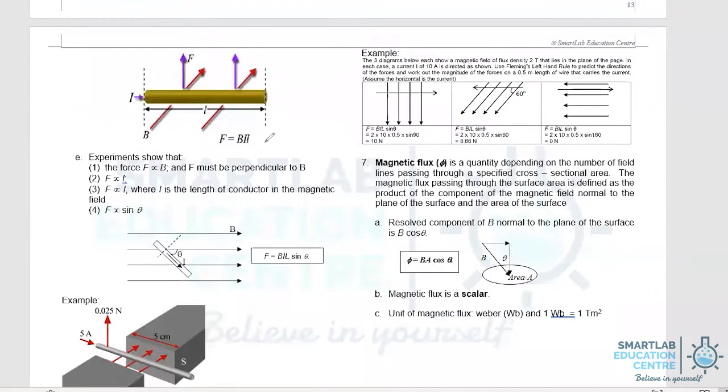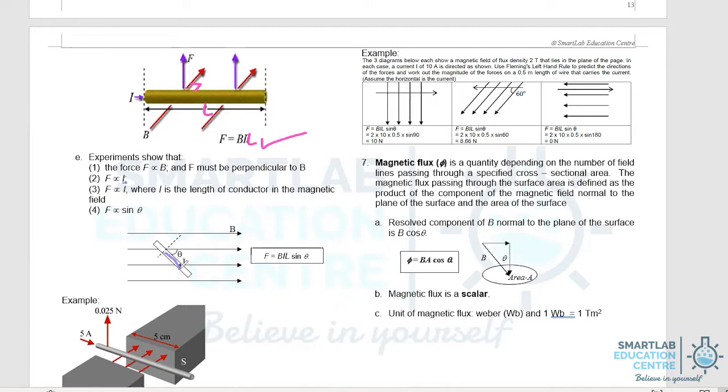So with that, the formula is F equal to BIL, where L is the length of the wire, I is the current flowing in the wire, B is the magnetic flux density, where the magnetic field line is perpendicular to the direction of the current flow. And using Fleming's left-hand rule, we will know that the direction of the magnetic force is acted upwards in this example. Let's take a look at another example.